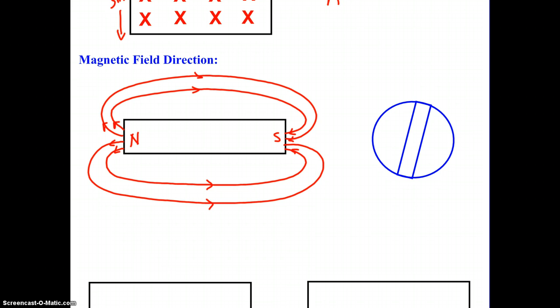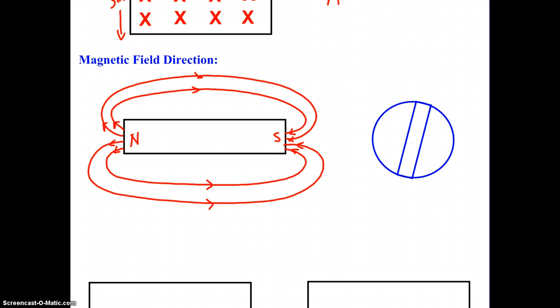Interesting connection here. Just like other fields we've talked about, these lines of magnetic flux can never cross each other. They can meet at a pole, but they can never cross each other. So make sure that you don't have your lines crossing over each other. All right, so that's the direction of the magnetic field outside a magnet.